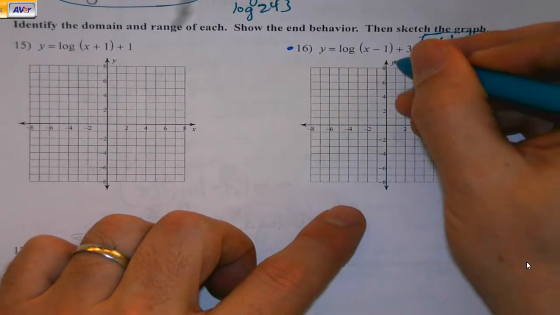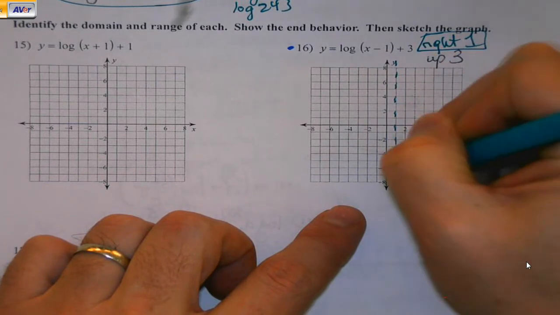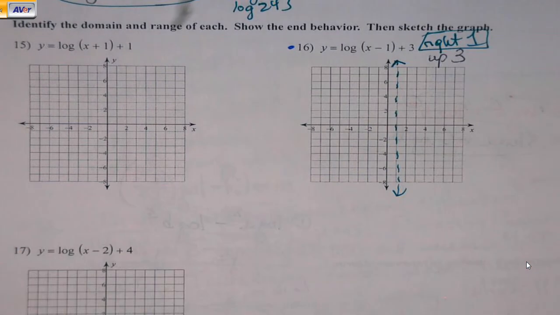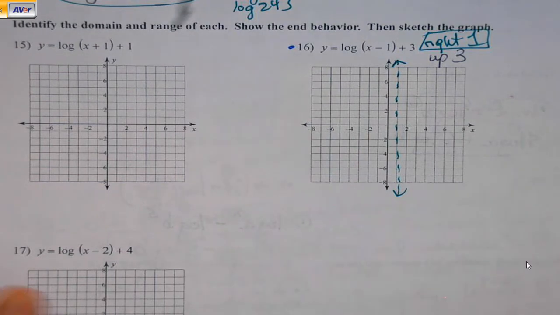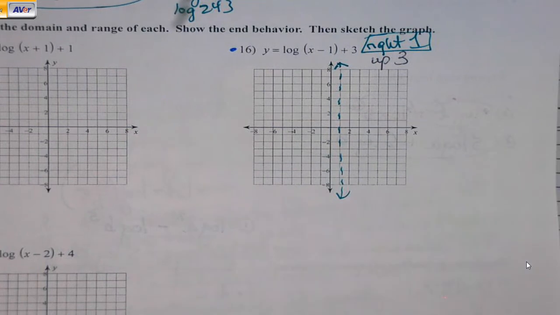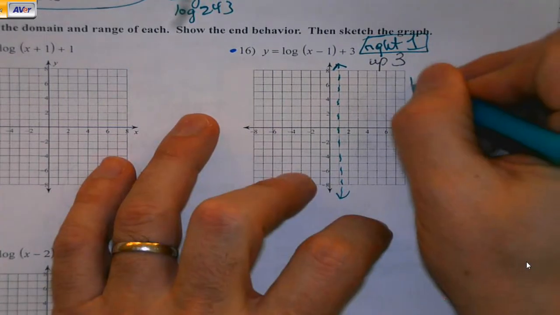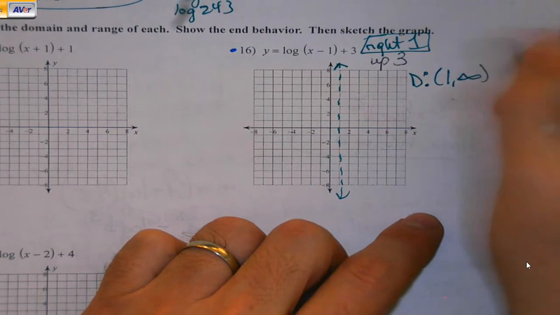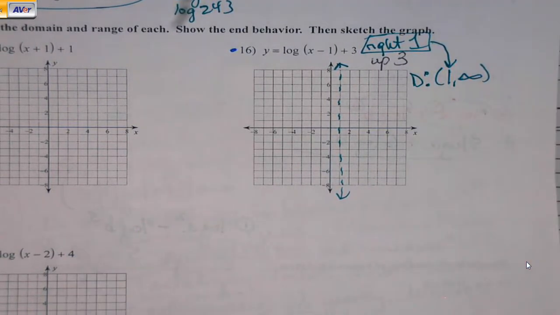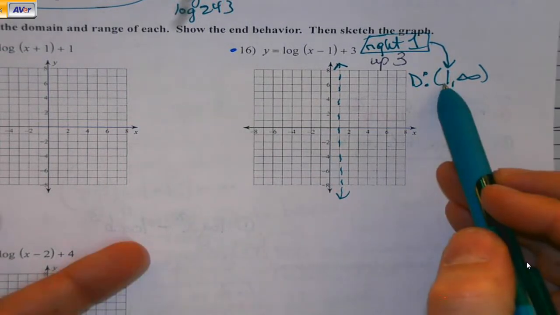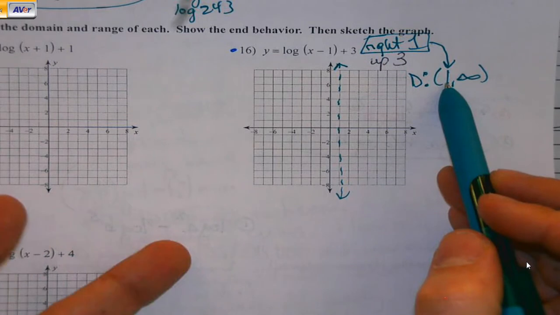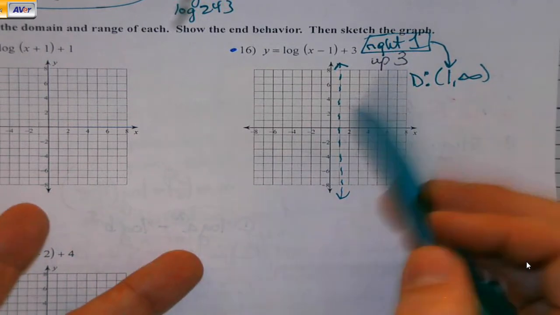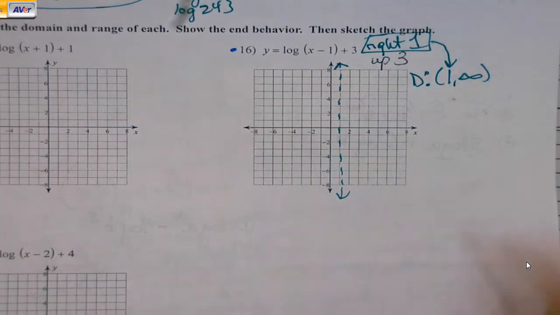So here, my asymptote moves to the right one. And what does that mean? Well, when I go to do domain and range, my domain will always move with that left or right shift. So if I move right, this is going to be that positive number. If I move left, this would be the negative number. So I can kind of use these 3 to check each other.